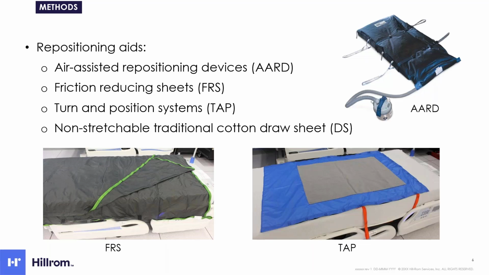the bed surface. Besides these 3 repositioning aids, we also tested a traditional cotton draw sheet. This is like the control condition of our experiment. So in this repositioning aids, the AARD and FRS need to be applied before using and removed after using. The tab could be left under the patient as claimed by the manufacturer of the tab.